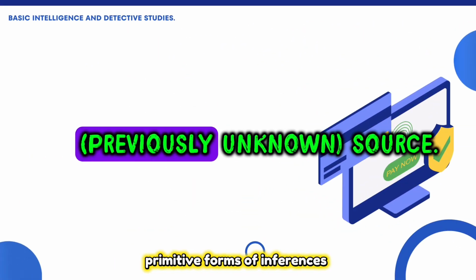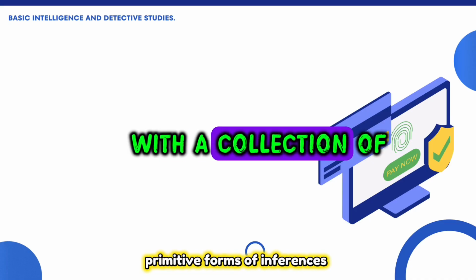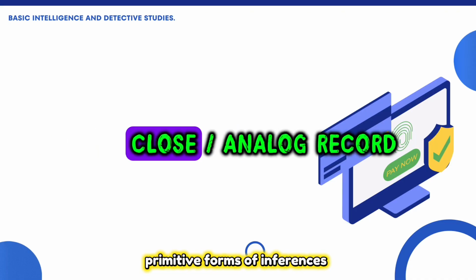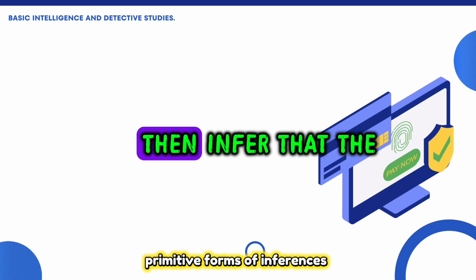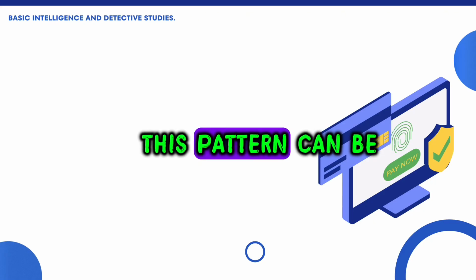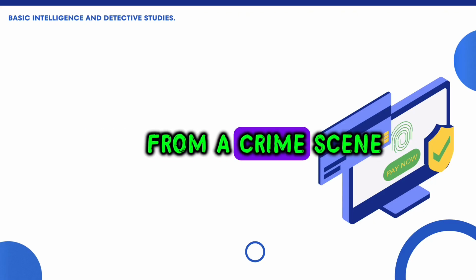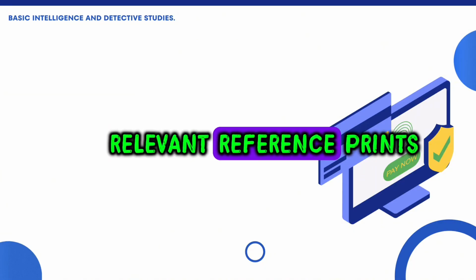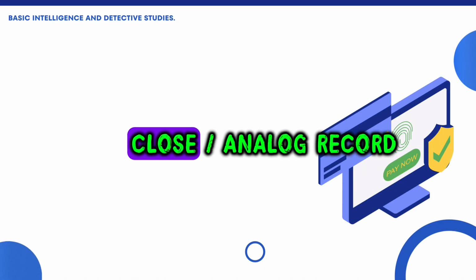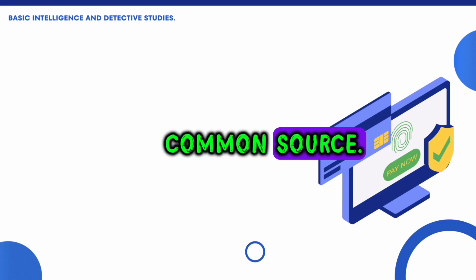B. Trace to previously unknown source. Compare a trace collected from a crime scene with a collection of relevant reference prints taken from the persons. If a similar (close) analog record is found, then infer that the trace and the print are from a common source. This pattern can be generalized and expressed in the following way. Compare a trace collected from a crime scene with a collection of relevant reference prints taken from persons or objects. If a similar (close) analog record is found, then infer that the prints are from a common source.